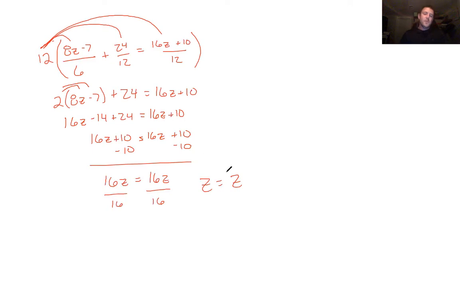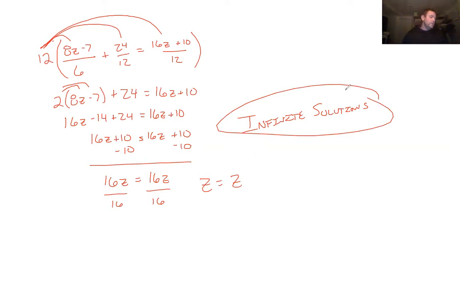Okay? So if I plugged 1 in for z, well, 1 would equal 1. If I plug in 2, 2 would equal 2. If I plug in 3, 3 would equal 3. So I can plug any number in, so this is going to be infinite solutions. Okay. So that's the basics of the first 4.